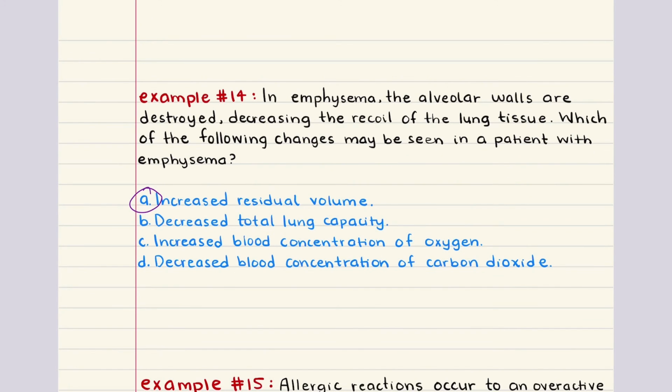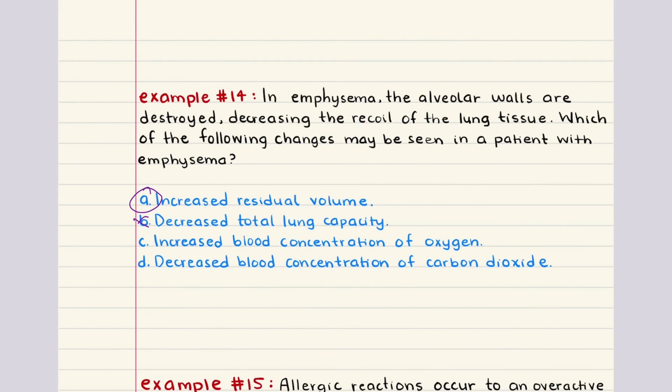B says decreased total lung capacity. Now that sounds tempting, but it's actually the opposite. In emphysema, total lung capacity can actually increase because the lungs become hyperinflated. They're holding more air, not less. It's just that the air isn't being exchanged properly.